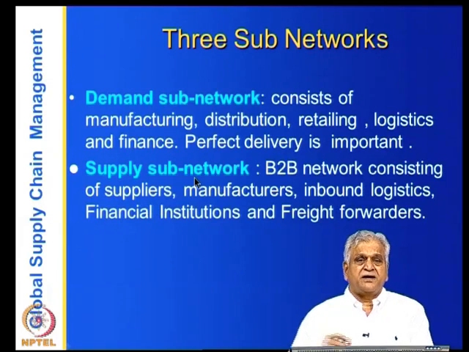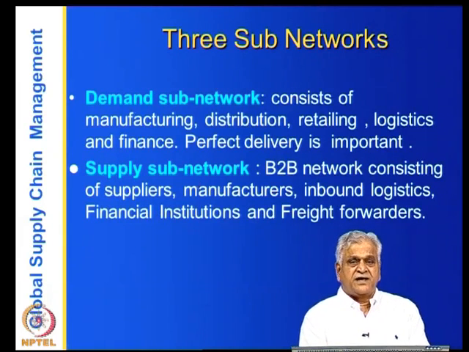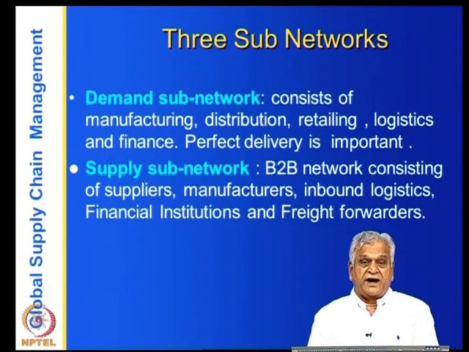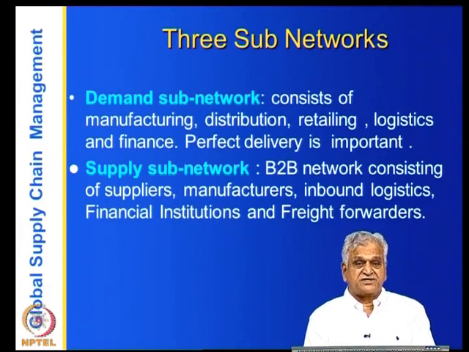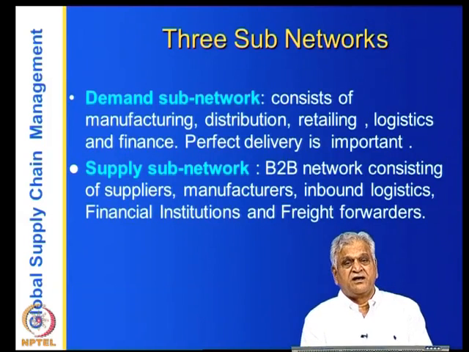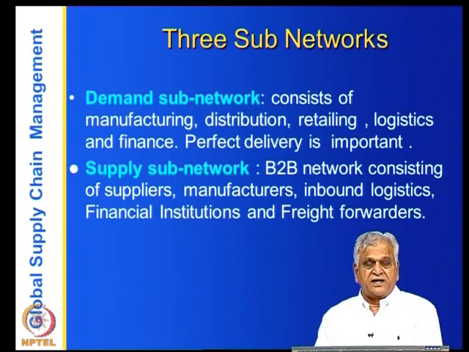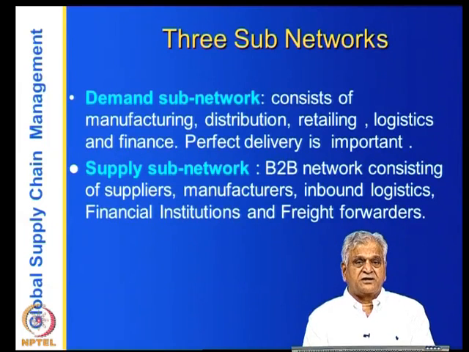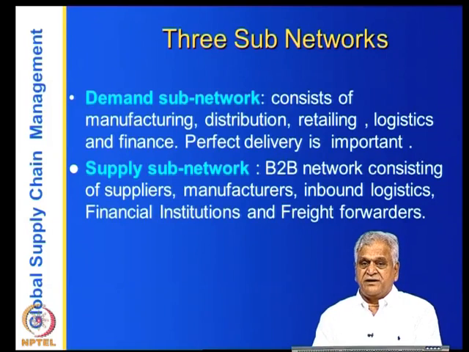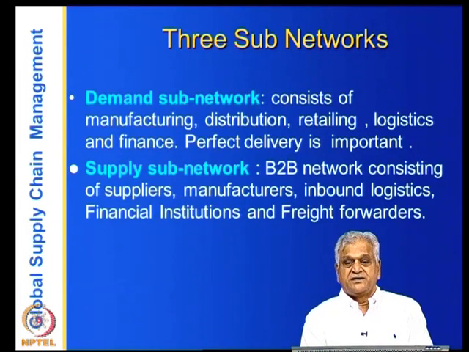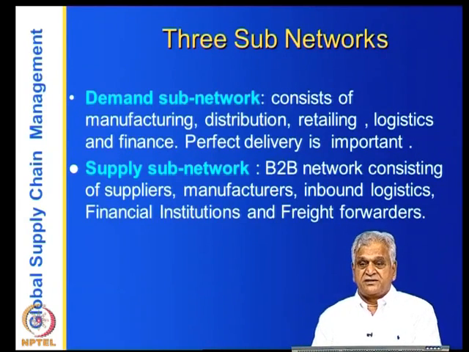The second one is the supply chain subnetwork, which is a business to business network with the suppliers, manufacturers, and what are called inbound logistics players, financial institutions, freight forwarders, and so on. This is a huge network. That's because the material that flows between companies is an orderly flow. It's a huge flow.